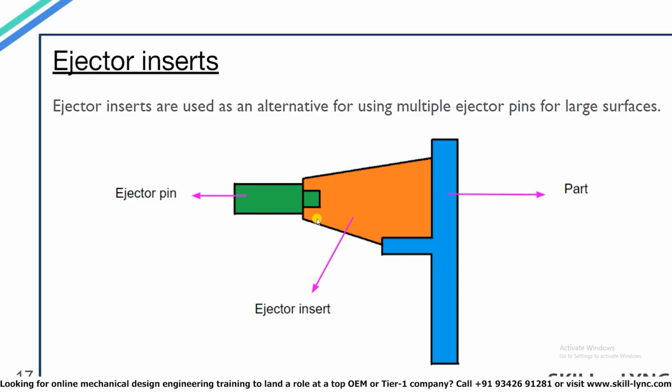pins. Ejector inserts can also be used in cases where the customer does not want any ejector pin marks on the part. So in that case, an ejector insert covering a large area of the part can be used, which will help avoid the marks that would have been left if multiple smaller surface area ejector pins were used.